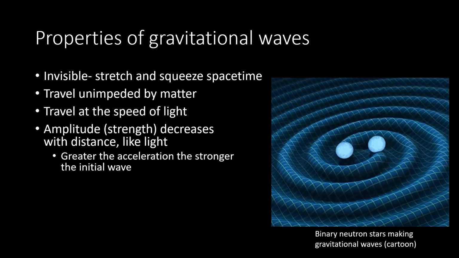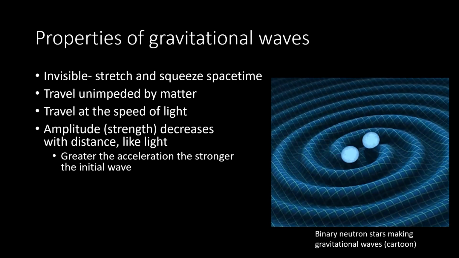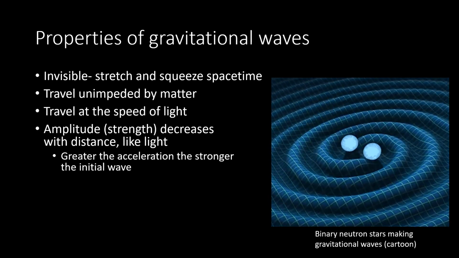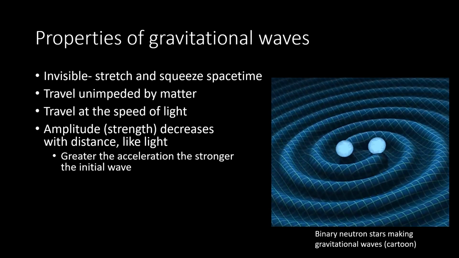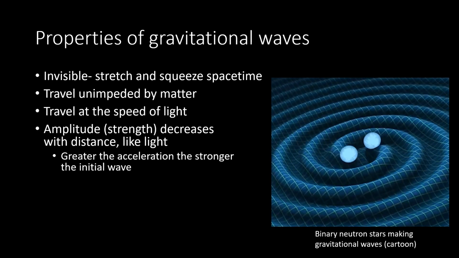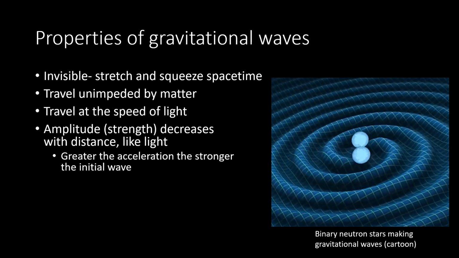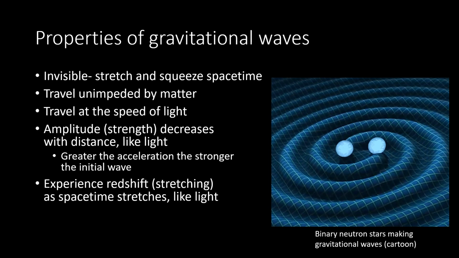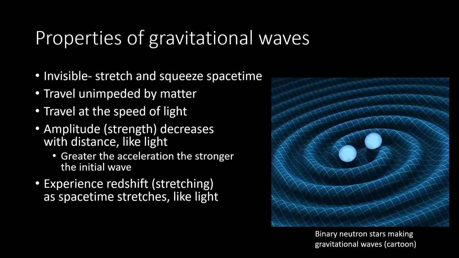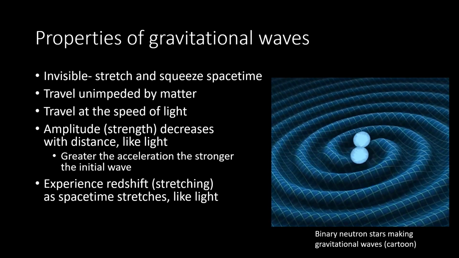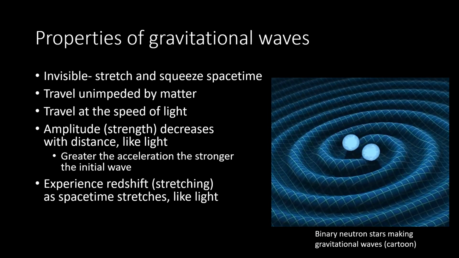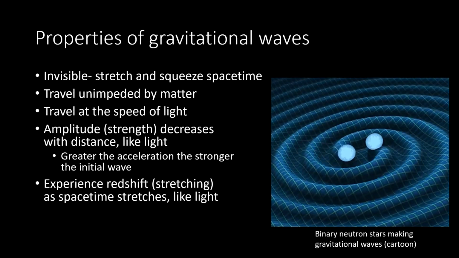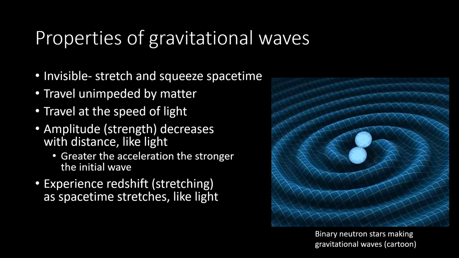The initial amplitude, or the strength, of the gravitational wave is dependent on the acceleration of the object that created it. So faster orbiting objects or a stronger explosion would create a stronger initial gravitational wave signal. Gravitational waves also experience redshift. That is basically the stretching of space-time, and exactly how we detect them can be shifted. So this is the same thing that happens to light as it travels long distances in outer space.